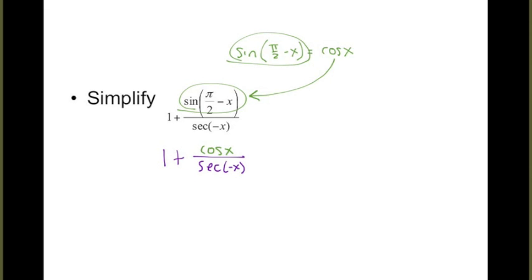So our third strategy was to change everything in terms of sines and cosines. So I'm going to have 1 say 1. I'm going to write cosine as cosine over 1, just because I like to turn everything into a fraction. And secant is the reciprocal of which one? Cosine. So we're going to write it as 1 over cosine of negative x. Since it was a negative x, it's still going to be a negative x. But secant is the reciprocal of cosine, or secant is 1 over cosine. So I'm rewriting the bottom part of that fraction as 1 over cosine.